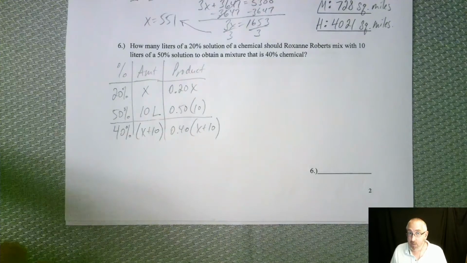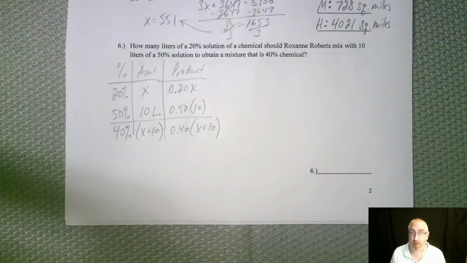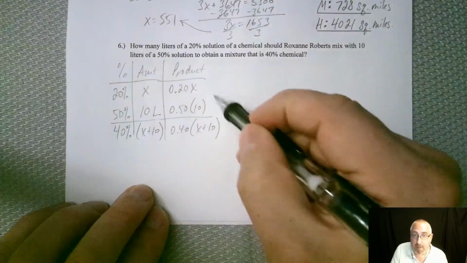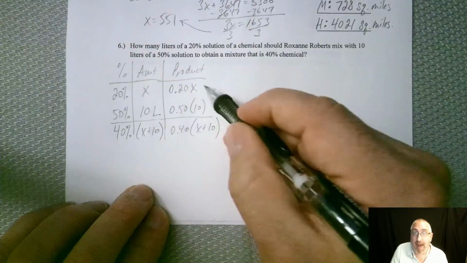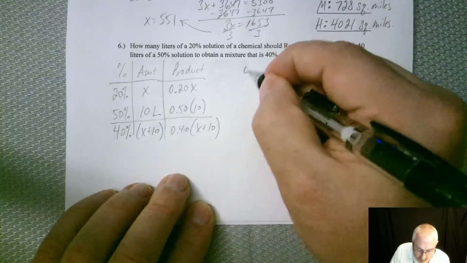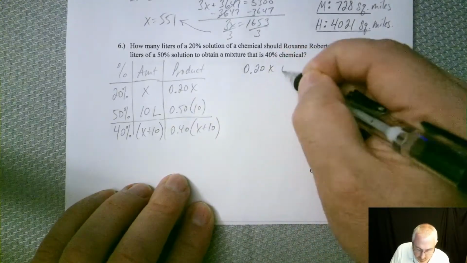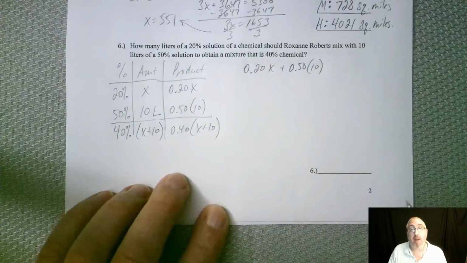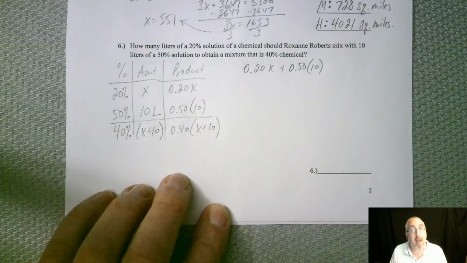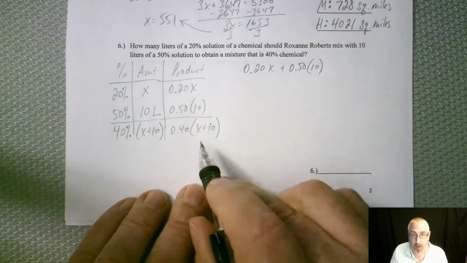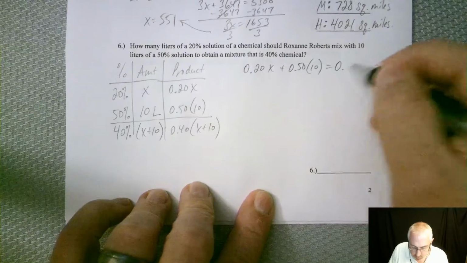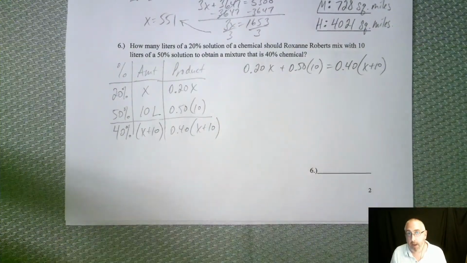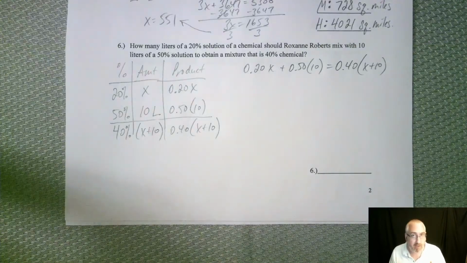All right, that wasn't too bad. But now what do we do to get our equation? Well, remember, these two are being mixed. These two are being added together. So that's what we're going to do here. We're going to add those two together, and we're going to end up with, or obtain, our third product. So this is going to be equal to 0.40 times X plus 10. Okay, now we have an equation. Now we just got to break it down.